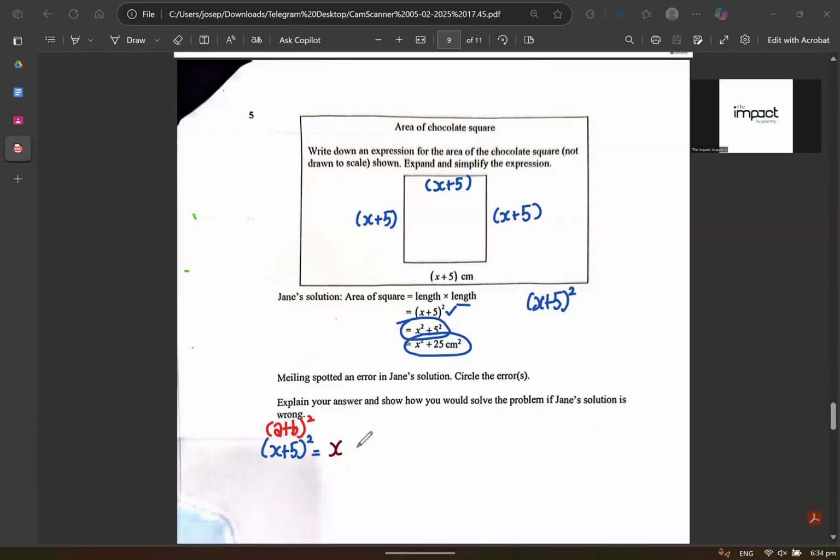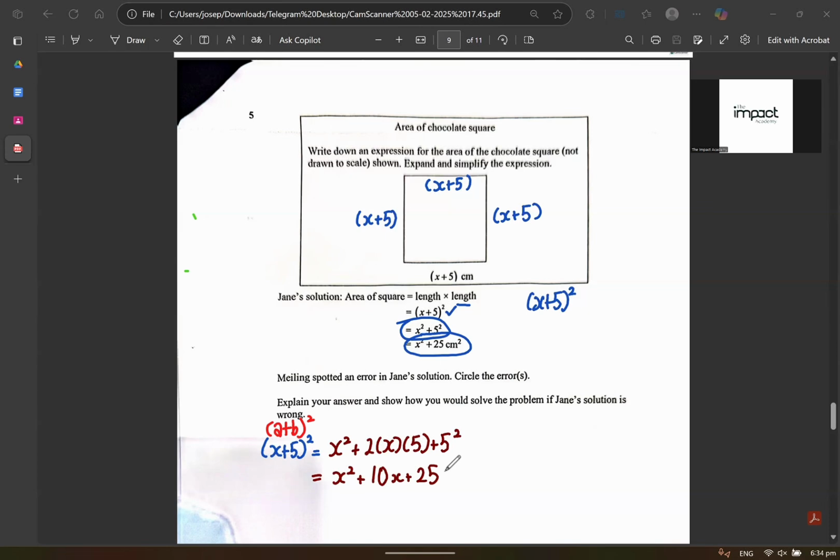So, x squared plus 2 times x times 5 plus 5 to the power of 2. x squared, very good, I'm proud of you. 10x plus 25. Agree or disagree? All right, so you are showing Jane. You say, Jane, listen to me.